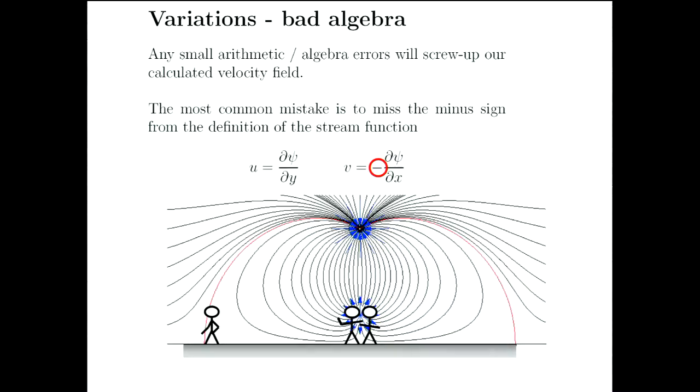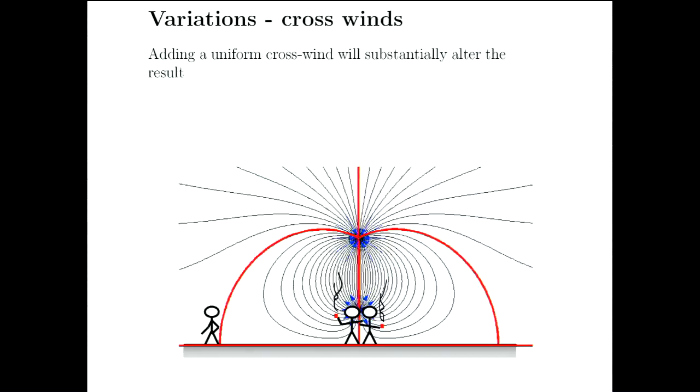When in actual fact, your streamlines are going to look something like this. Okay, and someone dies and then you get sued by your company or something. Okay, so you don't want that to happen. So please be careful with the negatives in your vertical velocity v.